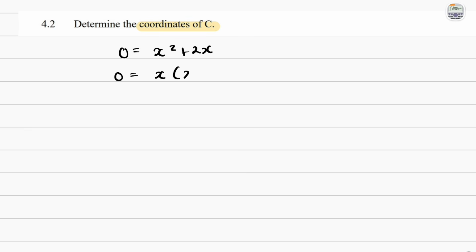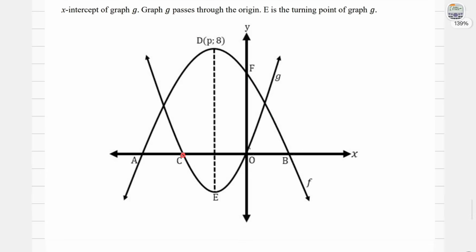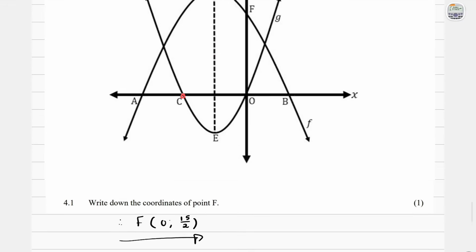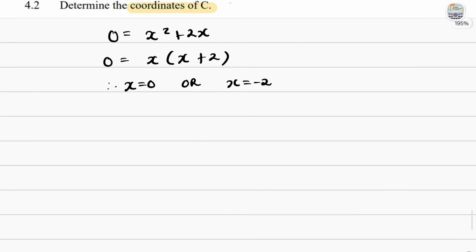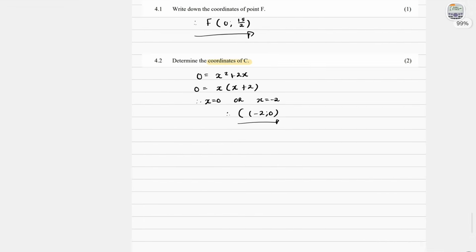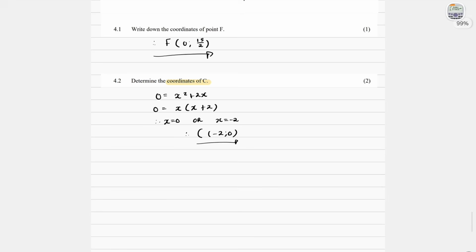What is left in the first term? x. And in the second term, it's positive 2. Therefore, x is either equal to 0 or x is equal to negative 2. We can see the one that is 0. It's at the origin. So this is the one that gets negative 2. So there we go. C is simply the coordinates negative 2 and 0, and that is our answer. Moving on to the next question.